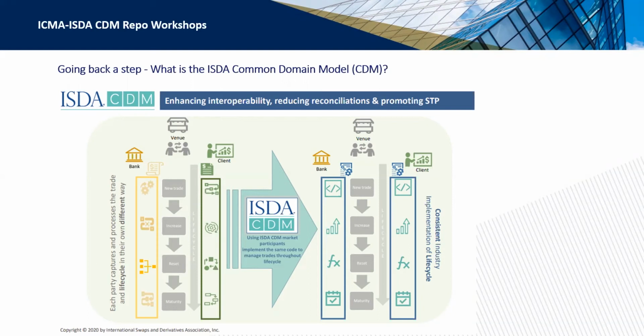And the common domain model aims at addressing that issue and effectively provides a platform that enhances interoperability and reduces reconciliation issues, as well as promoting straight-through processing through the market. So the common domain model is effectively modeling all those trade events, but represents them as a distributable, executable code. All those life cycle events, new trade, increase, reset, and so on, including cash flow payments, are represented in exactly the same way.